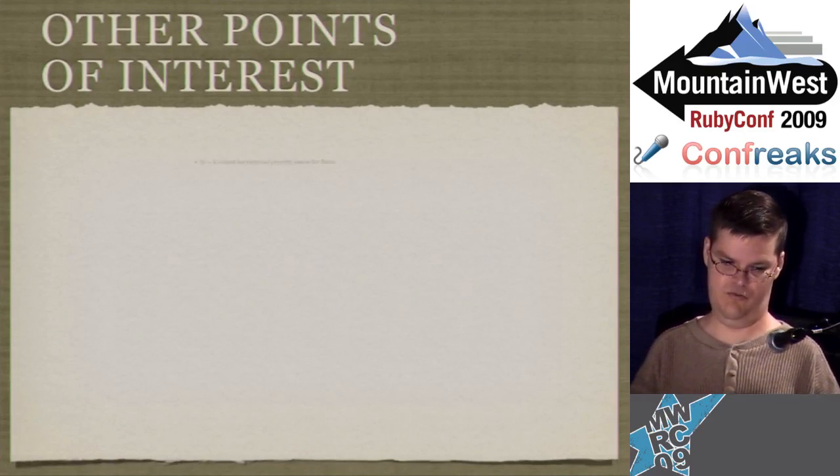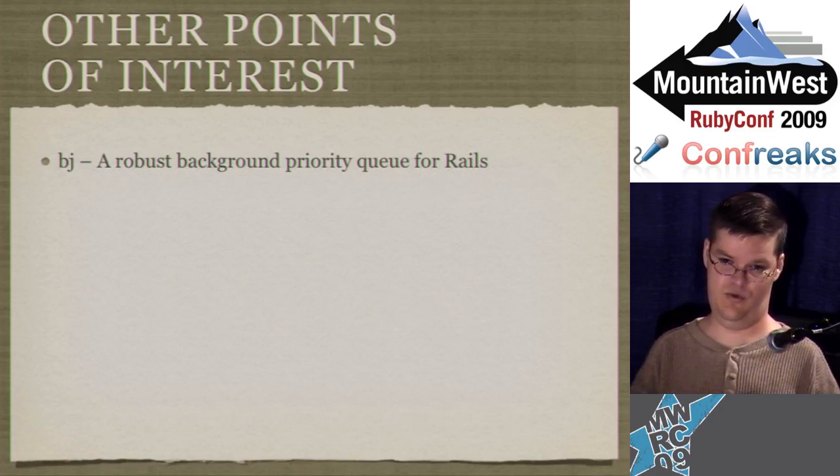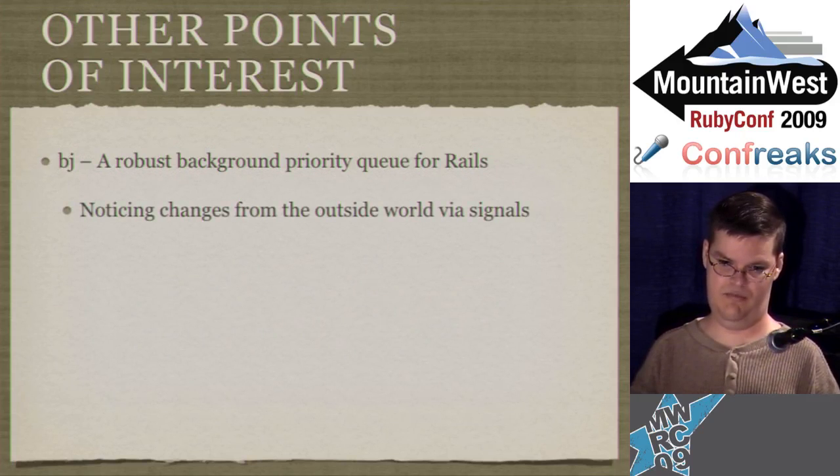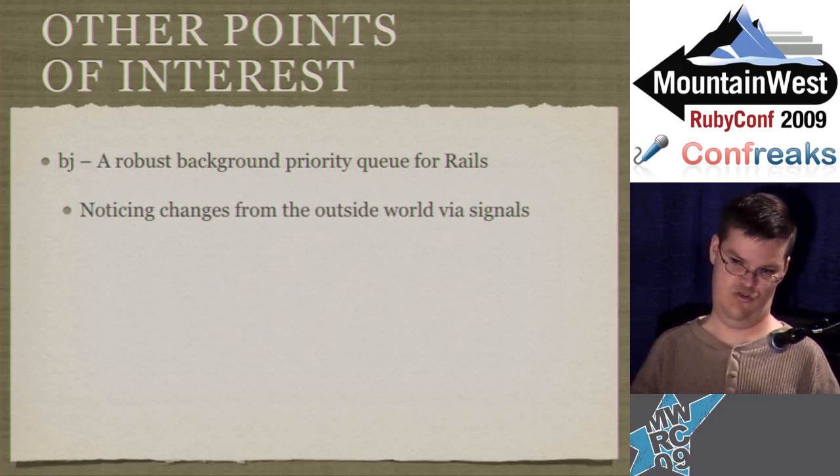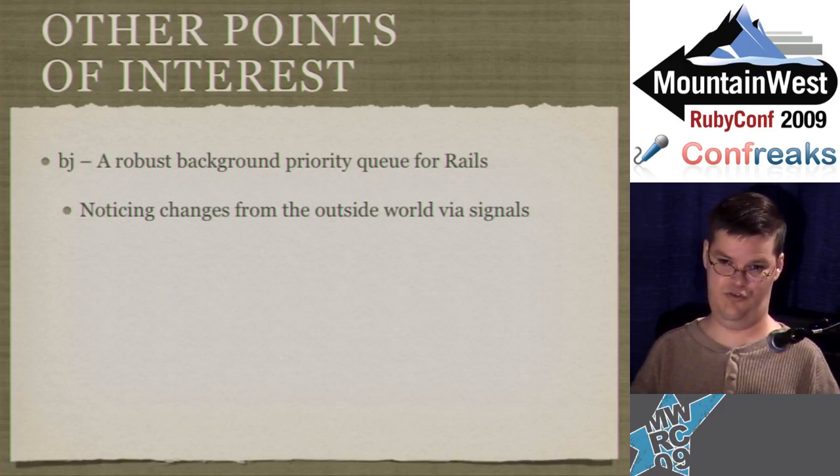The other two libraries, BJ is a background priority queue for Rails. I learned great things from it, like how to notice changes from the outside world. It'll queue a job and then signal itself so that it notices the job immediately and acts on it.